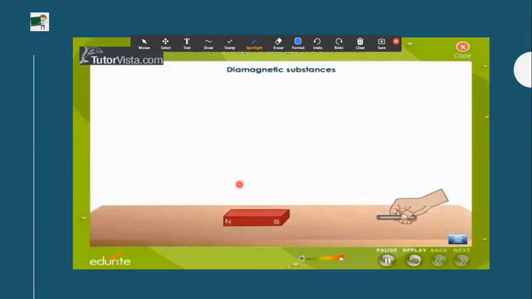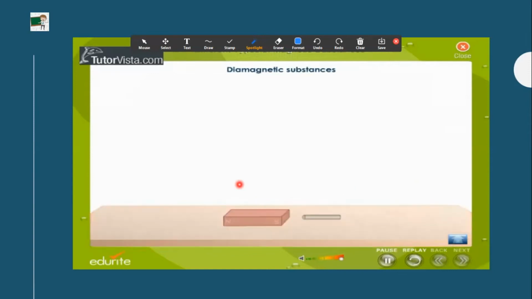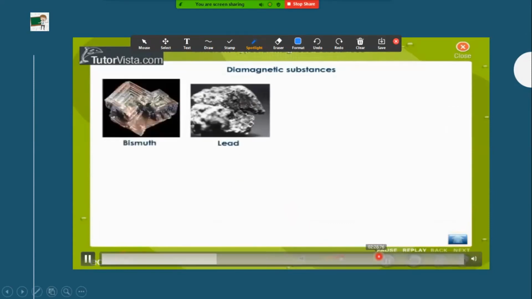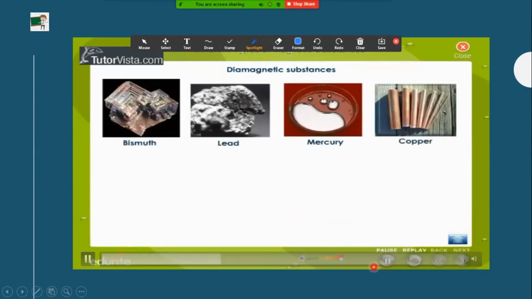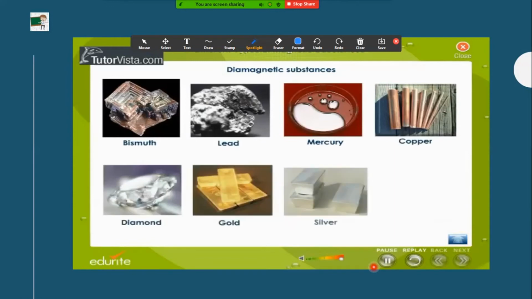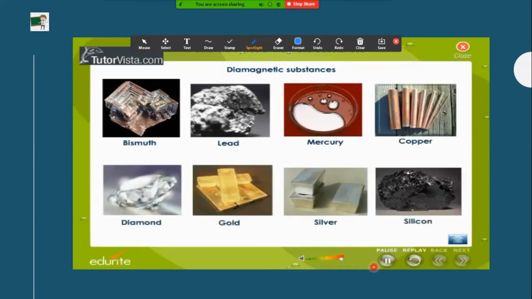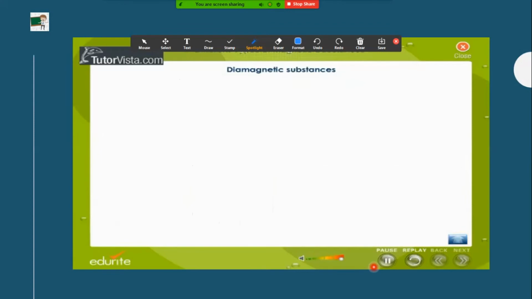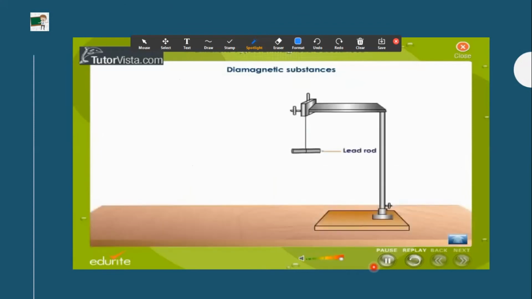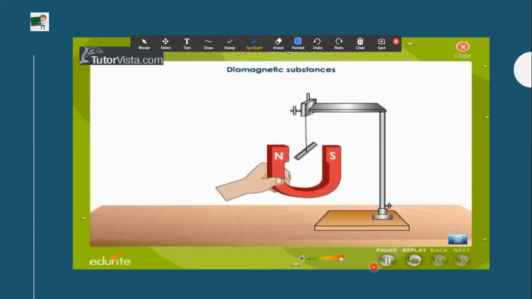Diamagnetic substances. Diamagnetic substances are those substances which are feebly repelled by a magnetic field. Bismuth, lead, mercury, copper, diamond, gold, silver, and silicon are examples of diamagnetic substances. If a lead rod is suspended in a magnetic field, it slowly sets itself at right angles to the direction of the field. The behavior of a diamagnetic substance is independent of temperature.